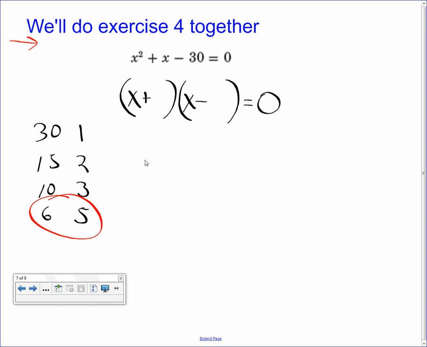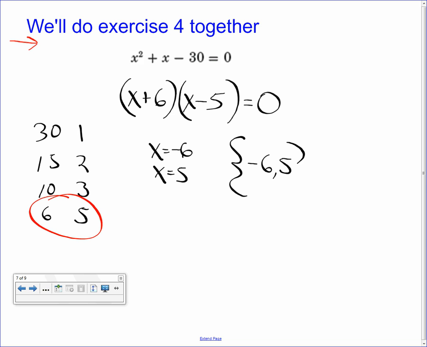All right, now we'll solve this problem. x plus 6 times x minus 5 equals 0. That means that either x plus 6 is 0, meaning that x has to equal -6, or x minus 5 equals 0, so x has to equal 5. Your solution: -6, 5. That problem's finished up.